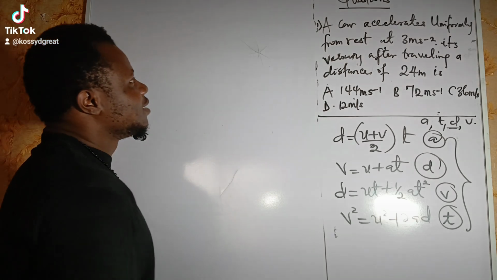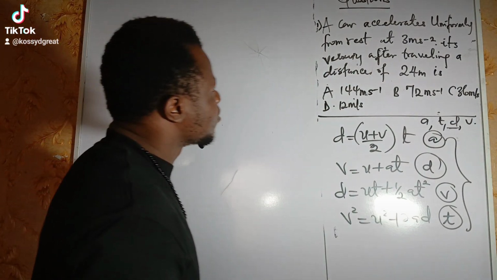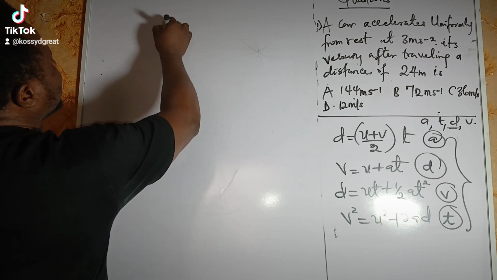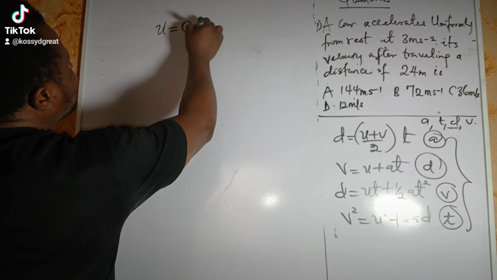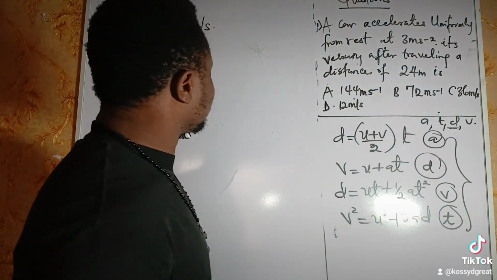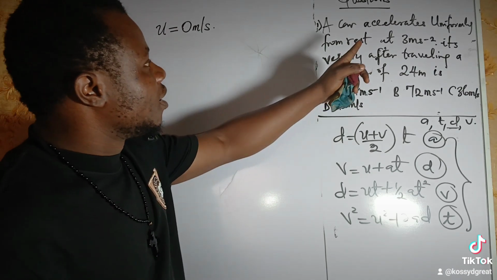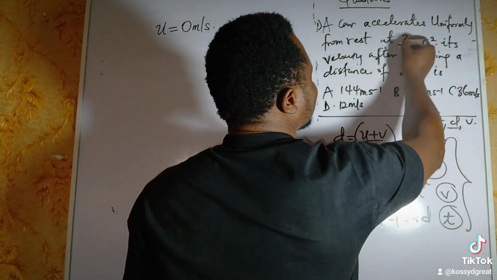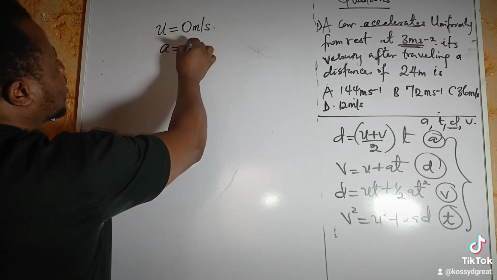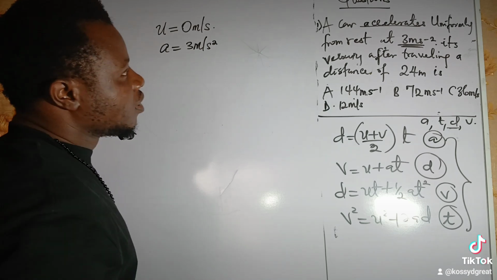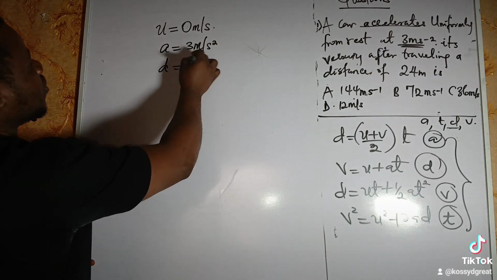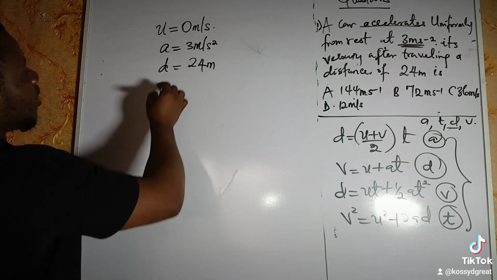In this case, they said a car accelerates uniformly from rest. When they mention from rest, it means the body is not moving. It was at 0 meters per second; that is, the initial speed of the body was 0 meters per second. Because it's accelerating, the acceleration of the body is 3 meters per second squared. Its velocity after traveling a distance of 24 meters. The distance of the body is 24 meters.